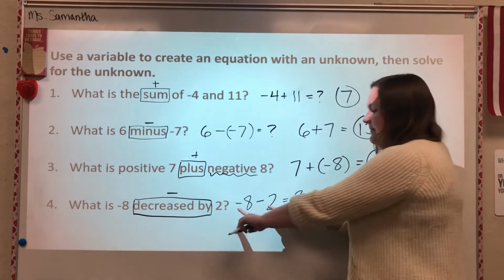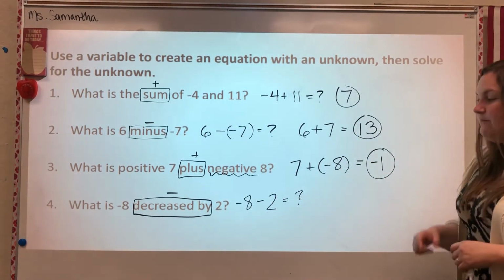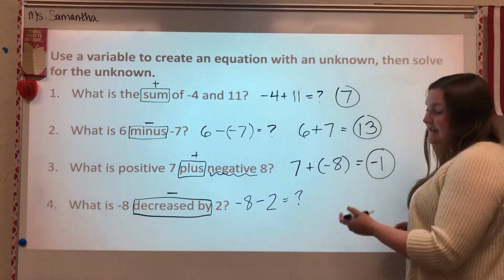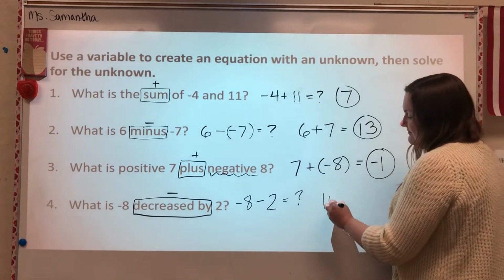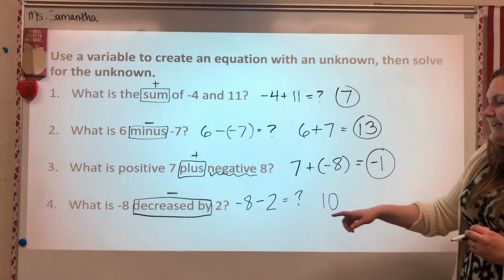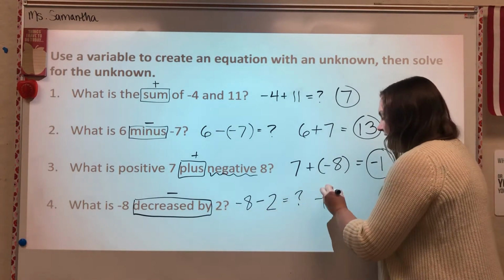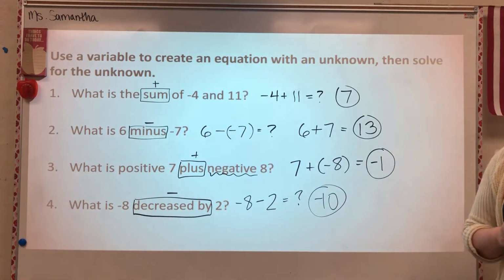Well, in this problem, they are both negative. Both negative means they have the same sign, so we want to add, and then keep that negative sign. So we get negative 10 as our answer.